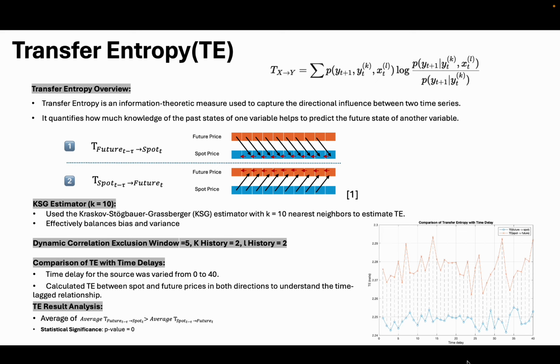From the plot, you can see the transfer entropy from spot to future is generally higher than transfer entropy from future to spot, which implies that the spot market tends to lead in terms of providing information useful for predicting future price. The key result here is that the average transfer entropy value from spot to future is consistently higher, suggesting that the spot market plays a more significant role in price discovery, and all the results pass the significance test.